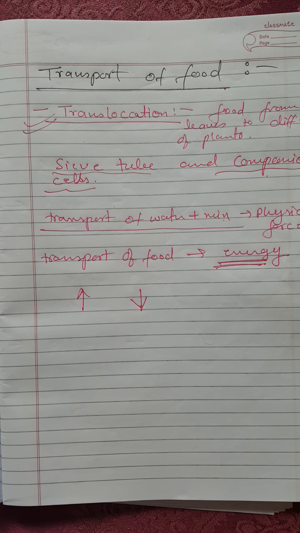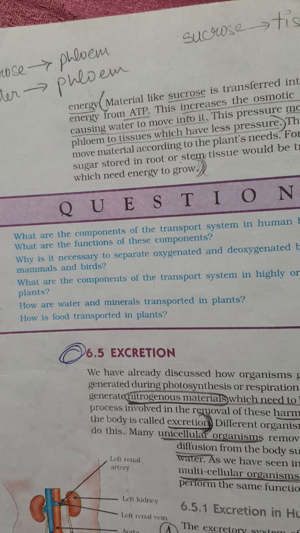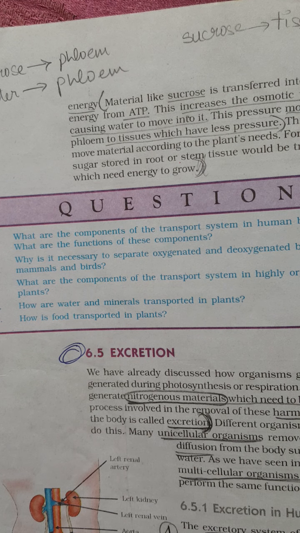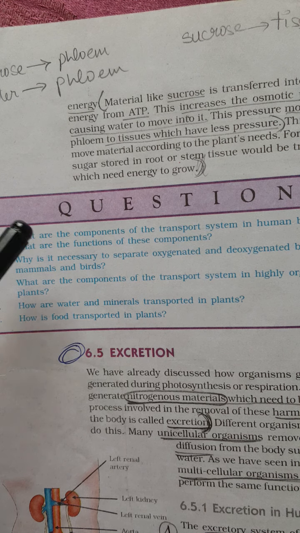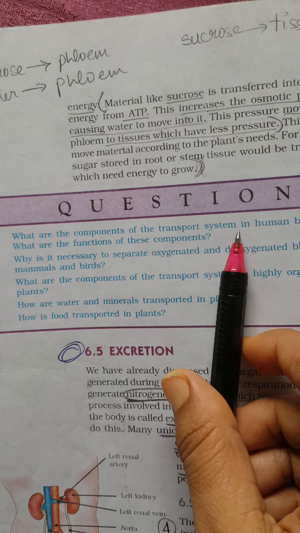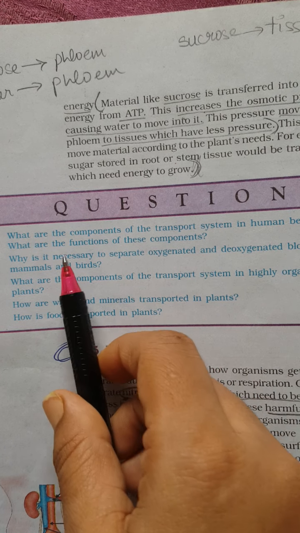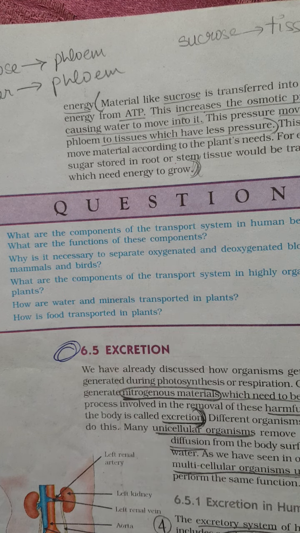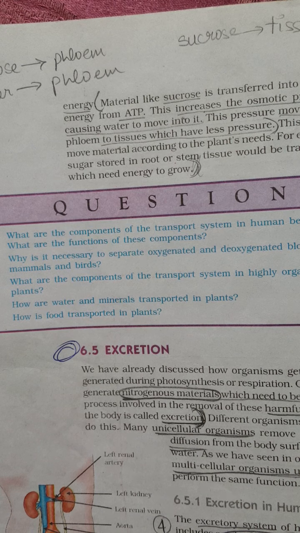Now I'm going to explain the answers of some questions given in the blue box, on page number 110. The first question is, what are the components of the transport system in human beings? What are the functions of these components? I have explained this earlier, but I'm going to explain it right now also.